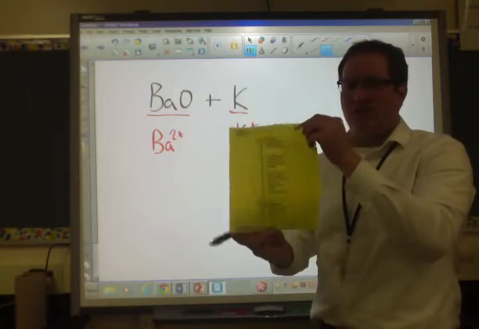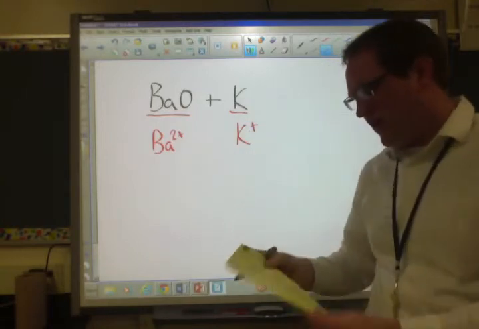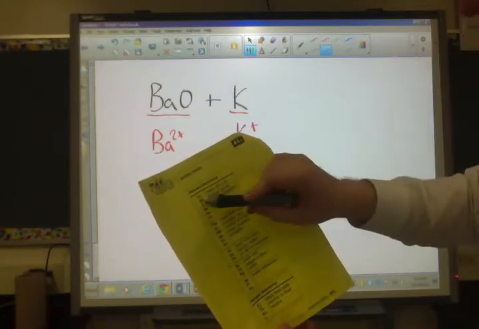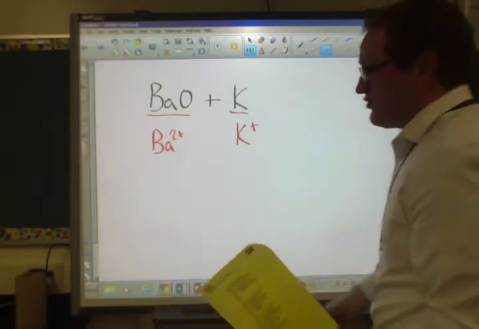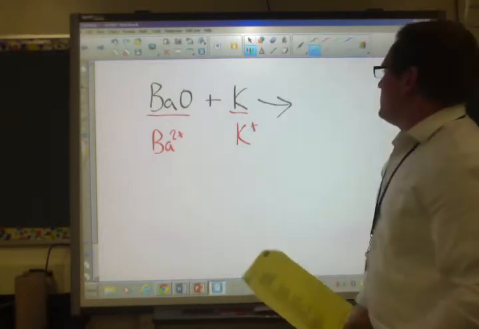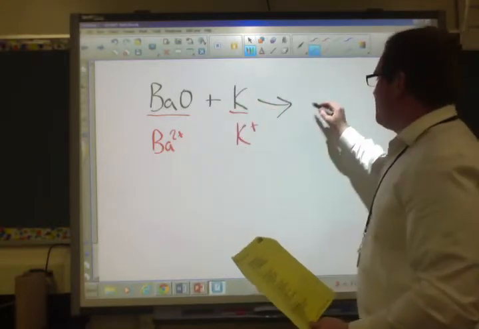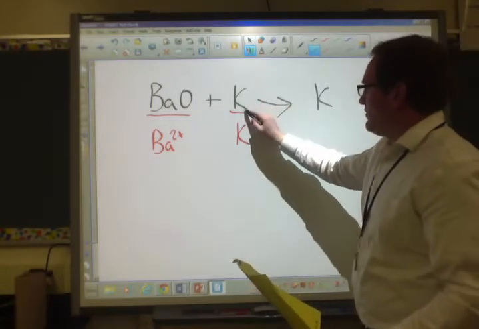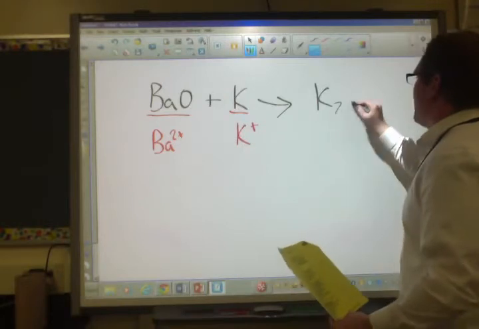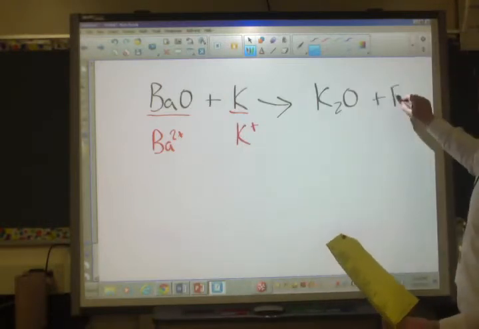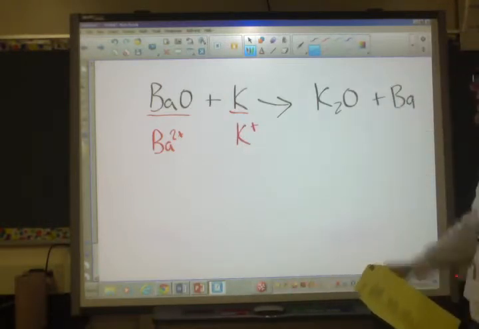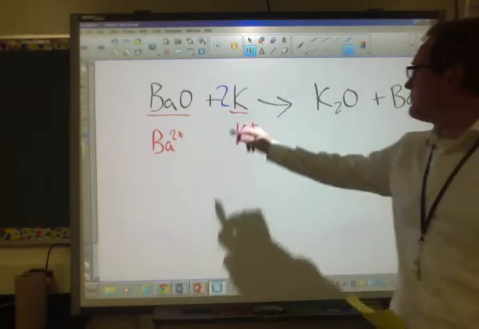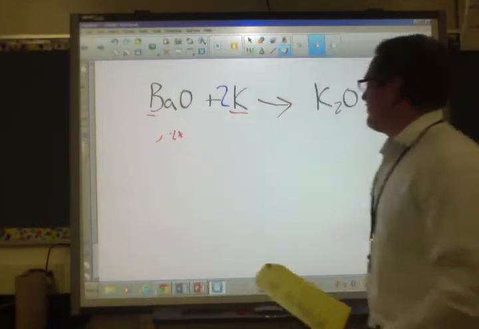For this, we're going to use the front of our activity series. We're going to find potassium, we're going to find barium, whichever one is higher is stronger. So here's potassium, here's barium. Yes, this reaction will take place. So it's going to be, sorry, misspoke there. It's going to be potassium and oxygen. So it's going to be K2O. And barium gets bumped by itself. And now we balance. 2 potassiums, and we're balanced. So this is what you're looking at for number 3.